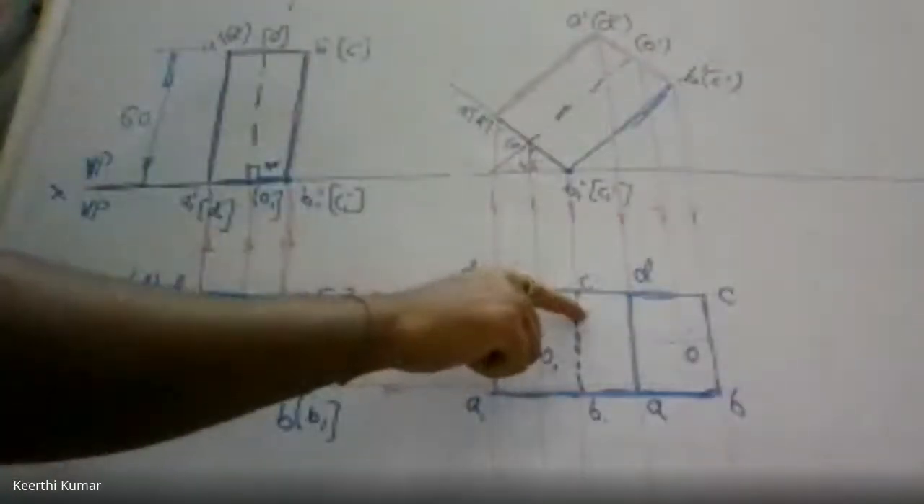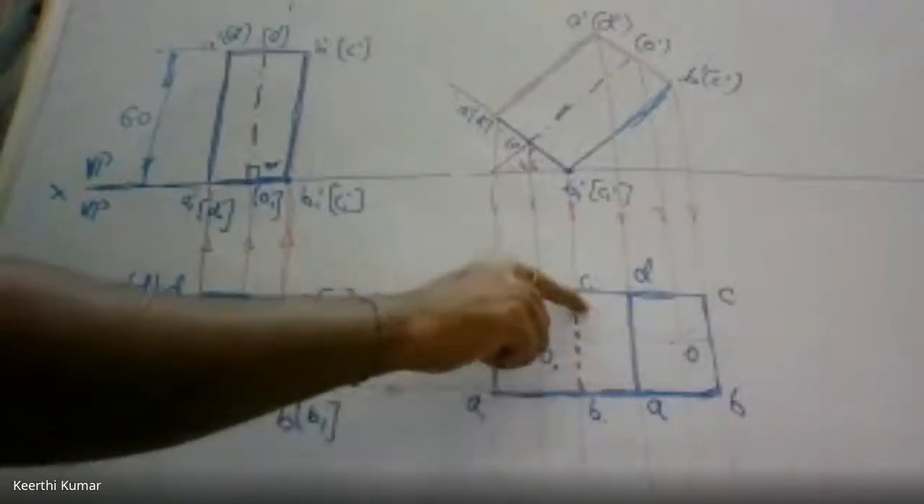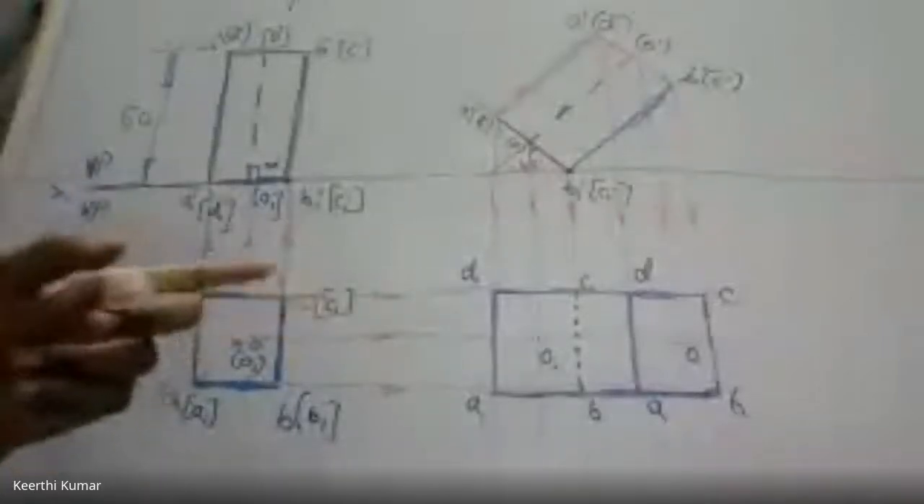But it is not continuous. There must be a gap between the connecting lines. Can you identify the difference between the hidden and the visible line? Between the hidden and the visible line. So how did we get that?